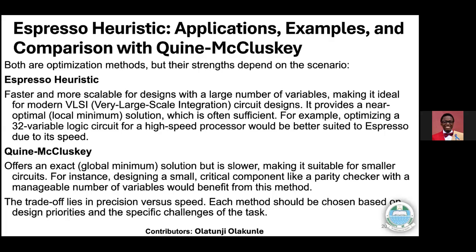An example I mentioned here was optimizing a 32 variable logic circuit for a high-speed processor. You can't start doing Quine-McCluskey with that. So that is generally how the both of them compare. It's like a trade-off. You are trading off the precision and the optimum solution for speed, which is a valid trade-off and something that you definitely need to do if you're trying to design very, very high-speed systems.